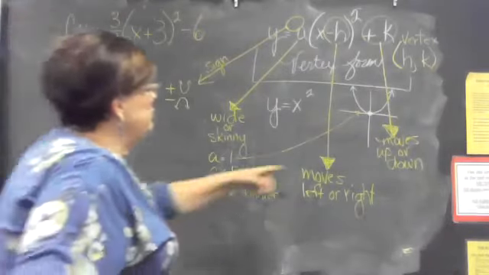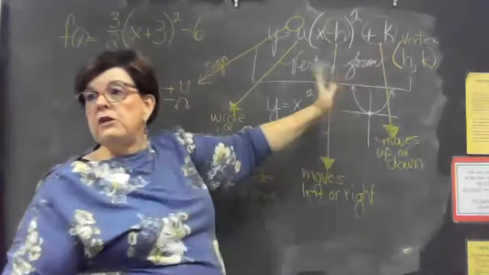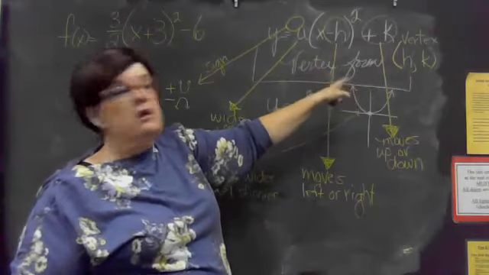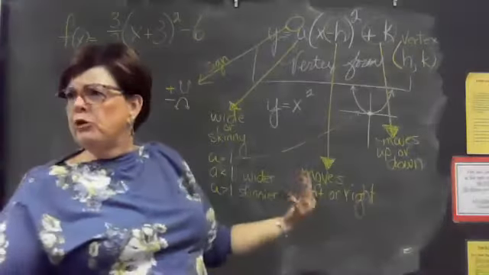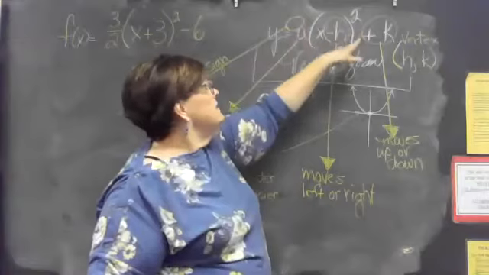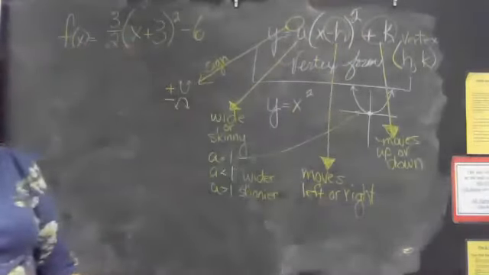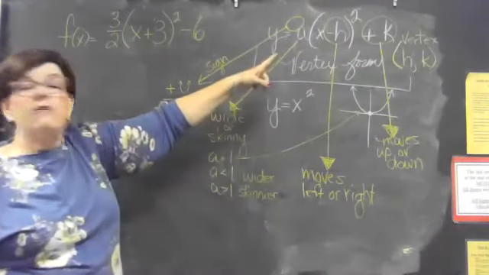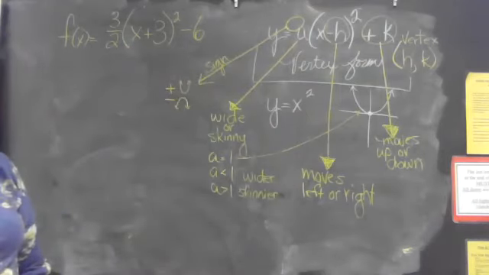If this K says we're going to move up or down, then if it's positive, which way do you think it'll move? Up. And if it's a minus, it's going to move down that far. Okay, makes perfect sense. The number that is inside of the parentheses is a little bit wacky. Yes, that tells how far you're going to move left or right, but it's opposite.